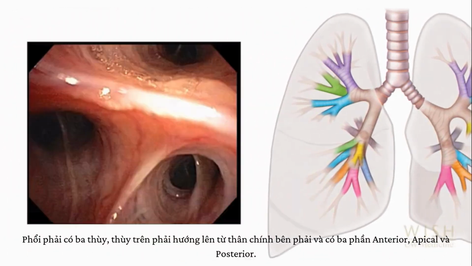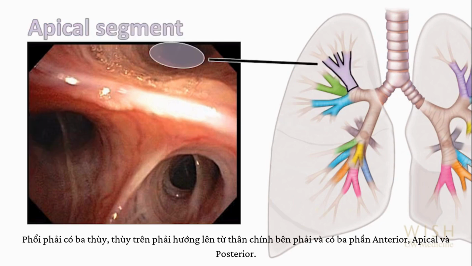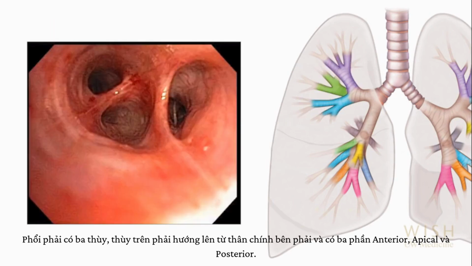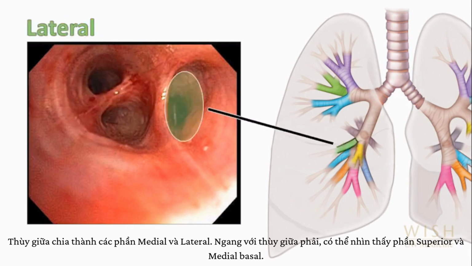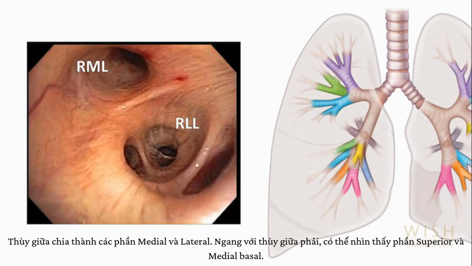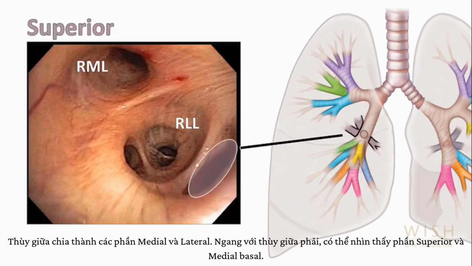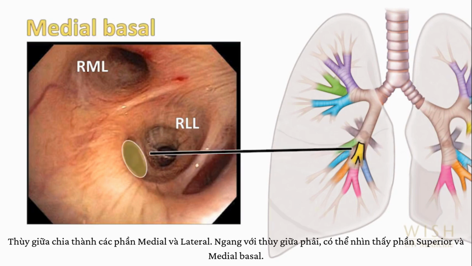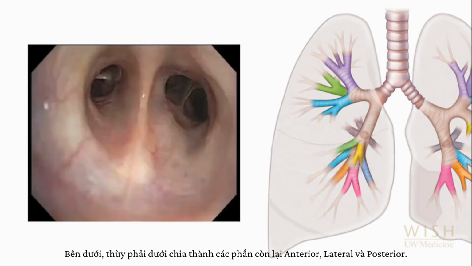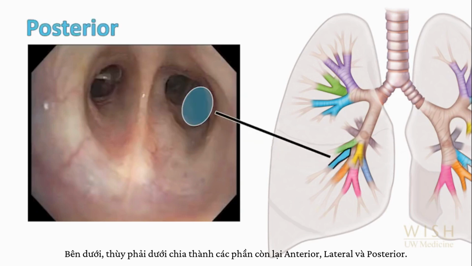The right lung has three lobes. The right upper lobe bronchus takes off laterally from the right main stem and has three segments: anterior, apical, and posterior. The middle lobe divides into medial and lateral segments. At the level of the right middle lobe bronchus, the superior segment and medial basal segments are visible. Below this, the right lower lobe bronchus divides into the remaining segmental bronchi, anterior, lateral, and posterior segments.